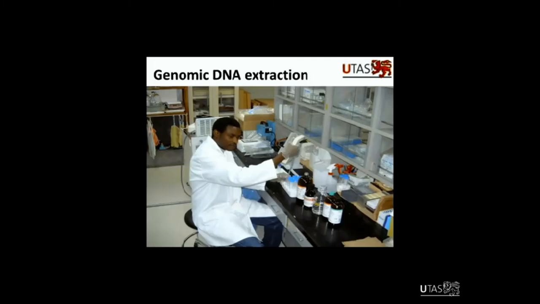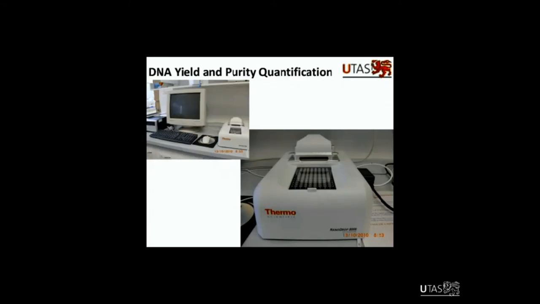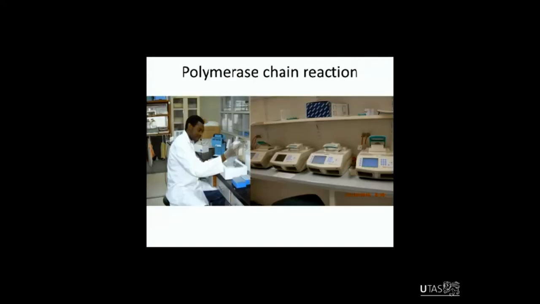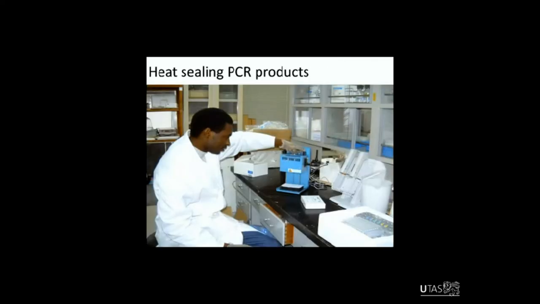So we extract the genomic DNA and look at the quantity and the purity of that DNA using the NanoDrop technique. And from here, from the DNA we collect from the blood and from the wool, we can look at the quality and assess whether we need to go back and re-extract, and so on and so forth. That is subjected to PCR.